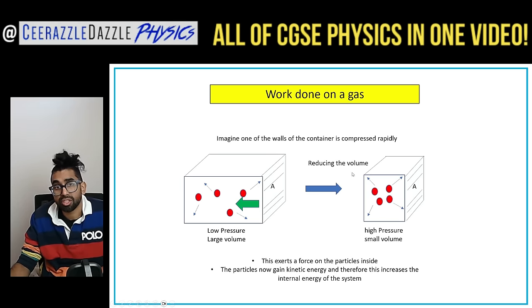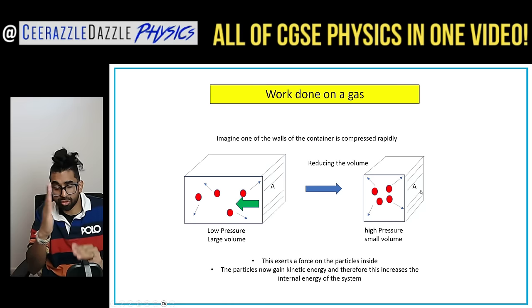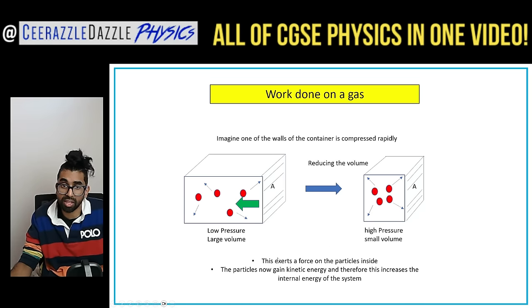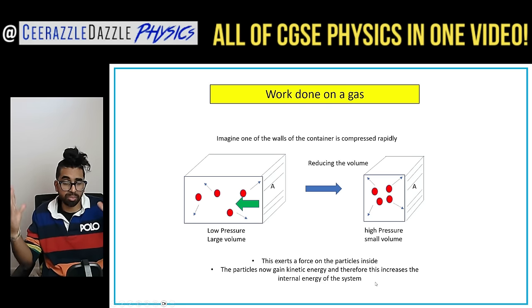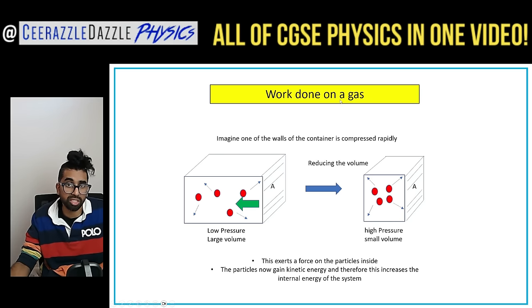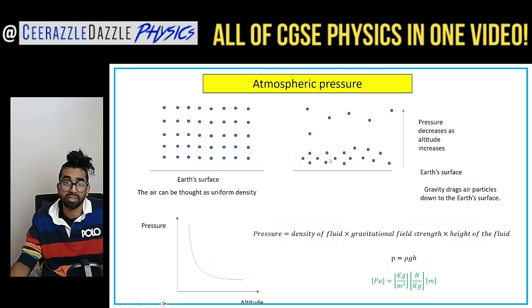There we go. So this is when work is done on a gas, because you've exerted a force on the particles as you've squashed down the wall. So the particles now gain kinetic energy because you've squashed it down, and therefore this increases the internal energy of the system. Work is being done on the gas because you are squashing it down. That's the reason why work is done on the gas, and work done is energy transferred via forces.